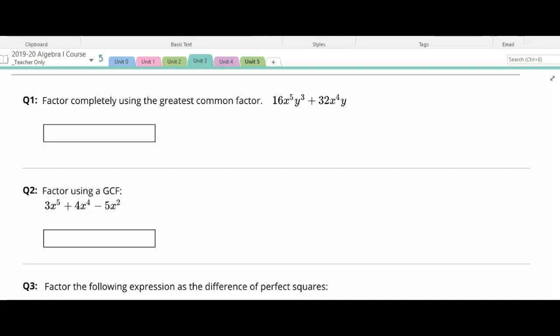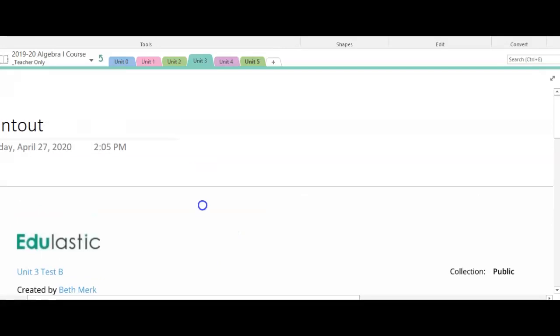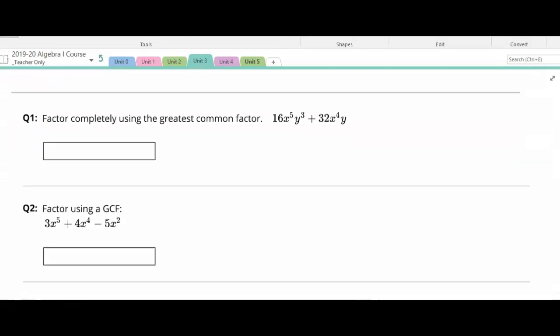We have two terms here. We have a red term right here, and we have a blue term right next to it. So we have two terms, I can tell because they're separated by the plus sign.